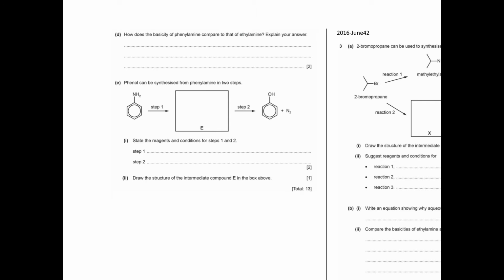Okay, now let's see how we write the answer. So we have to say that phenylamine is less basic than ethylamine. So comparison, 1 mark. Now we explain it in short. So we just said the lone pair on nitrogen is delocalized over the ring.